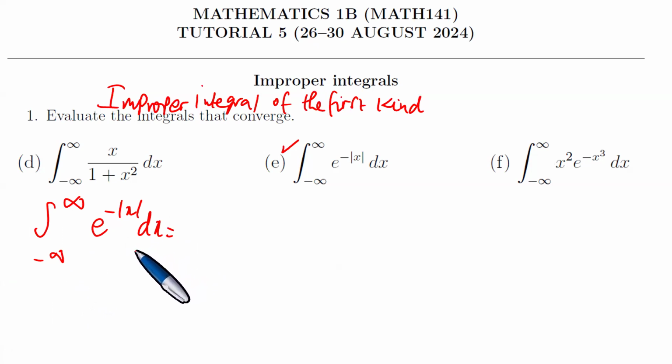dx. We shall have also an evening lesson today, but our evening lesson can only start after 10.